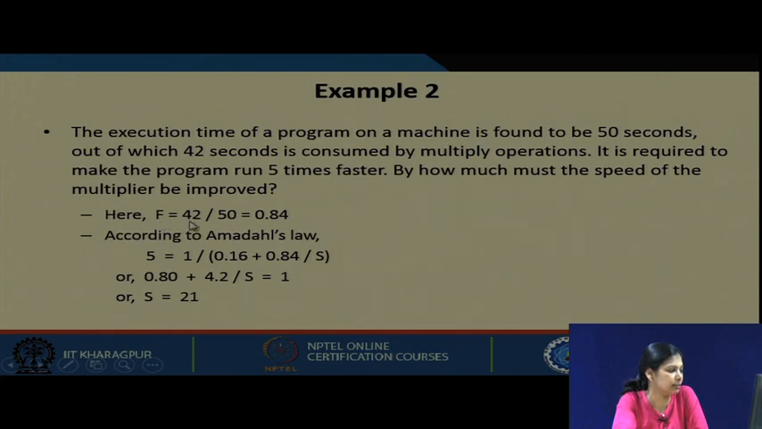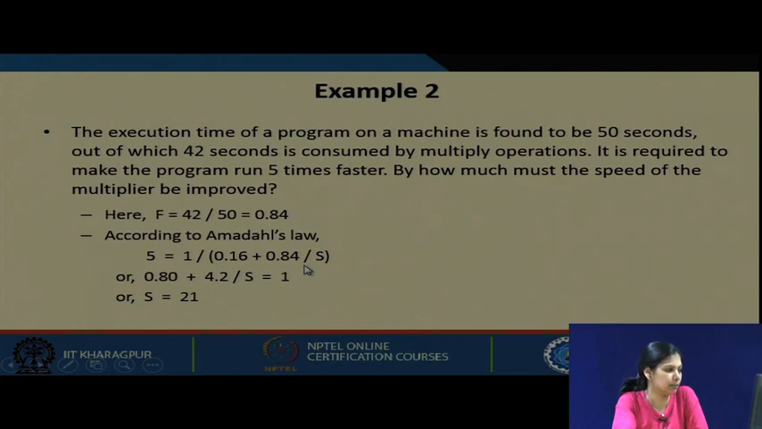F will be 42 by 50, that is 0.84, and according to Amdahl's law, speed up, which is 5, will be equal to 1 divided by (1 minus f) plus f by s. 1 minus f will be 0.16, that is 1 minus 0.84, plus this fractional part where improvement is required.